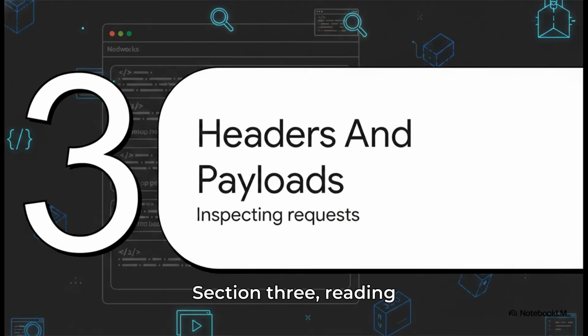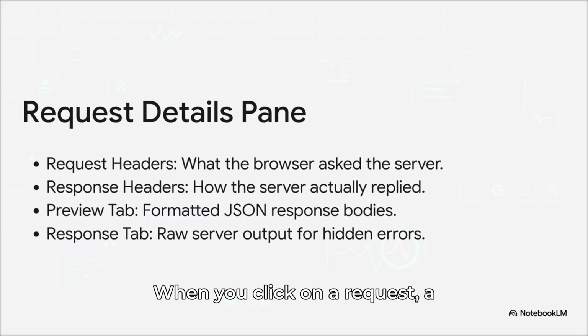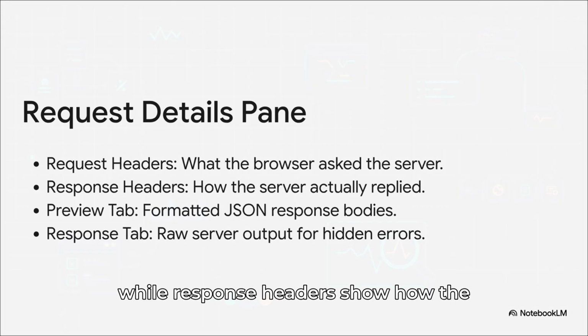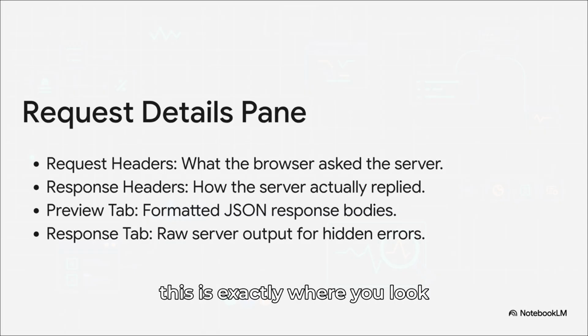Section 3. Reading headers and payloads. All right, so you've found your target request. Now it's time to inspect its precise anatomy. When you click on a request, a detail pane opens up, and that Headers tab is your definitive, undeniable record of the HTTP transaction. Request headers show exactly what the browser asked for, while response headers show how the server actually replied. If you ever hit a CORS error, this is exactly where you look to see if the server permitted the origin.